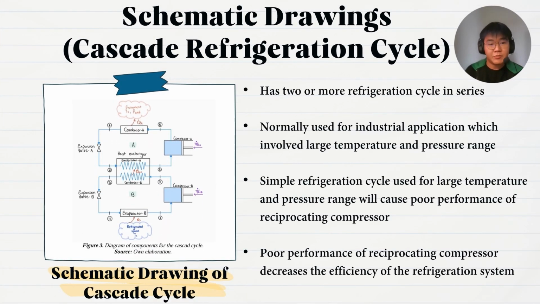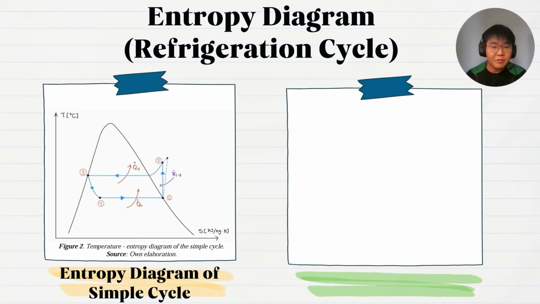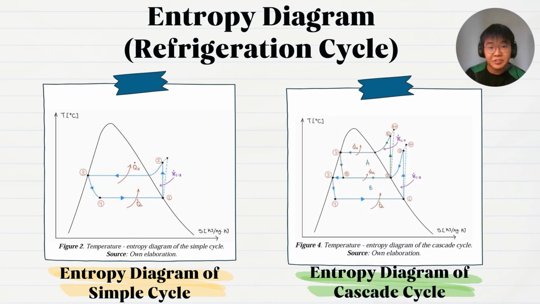Figure 2 shows the schematic drawing of a cascade refrigeration cycle. A cascade refrigeration cycle will have two or more refrigeration cycles in series. A cascade refrigeration cycle is normally used for industrial purposes because industrial applications normally involve a large pressure range and large temperature range. If a simple refrigeration cycle is used for a large temperature and pressure range, it will result in poor performance of the reciprocating compressor, which decreases the efficiency of the refrigeration system.